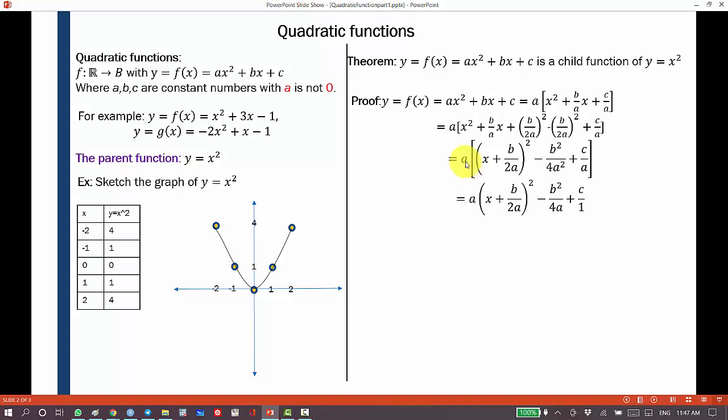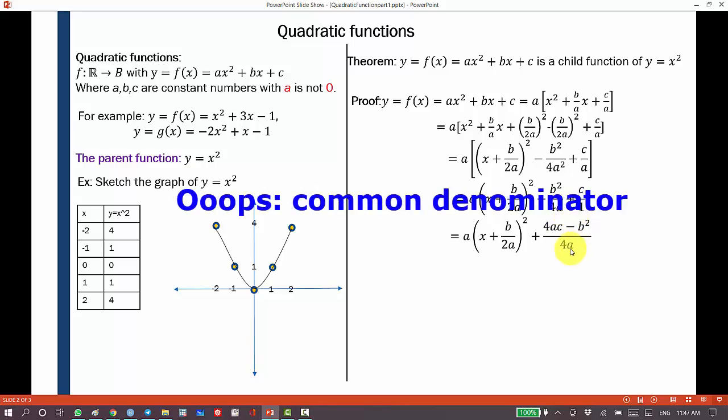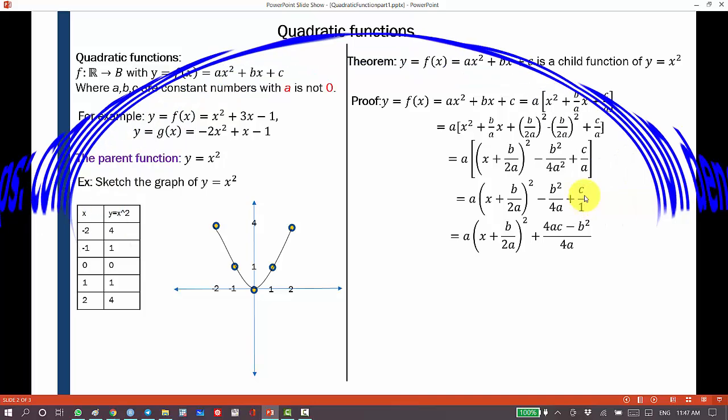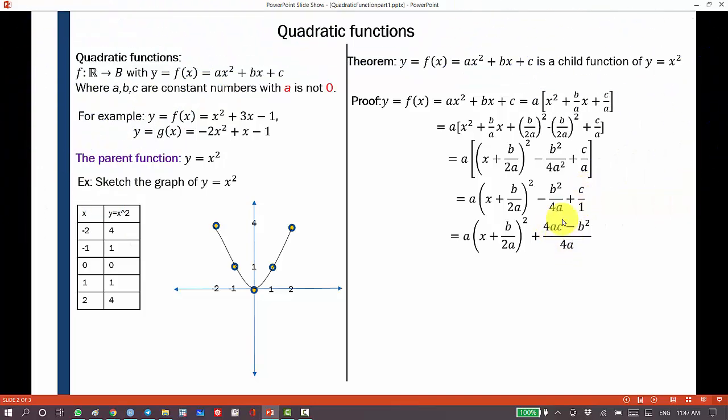Continuing with some simplification, we multiply a with all terms inside. That becomes a(x + b/2a)². This square is cancelled with a here. We are left with b²/4a, and this a and this a are cancelling out one another, so we are left with c/1. Continuing with some simplification, this first part remains the same. What we do here is we take 4a as a common factor. 4a divided by 1 is 4a, times c is 4ac. 4a divided by 4a is 1, times b² is b². Since this has a minus sign, this minus sign is coming from there.